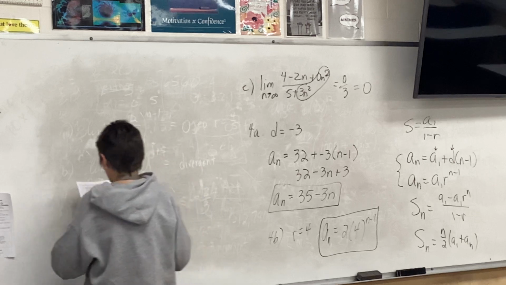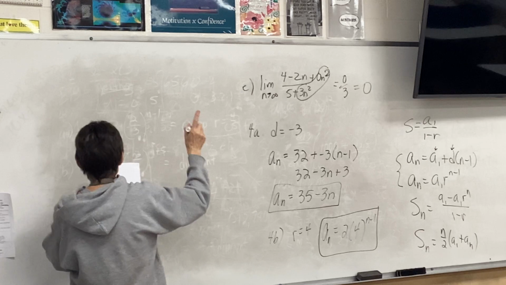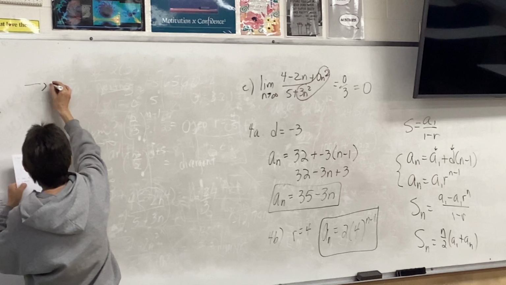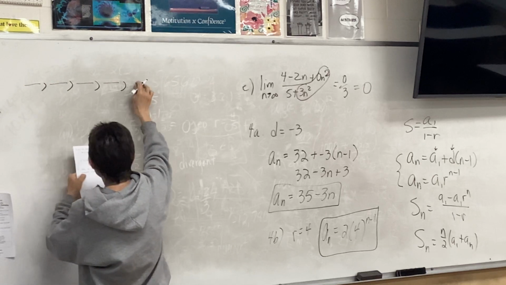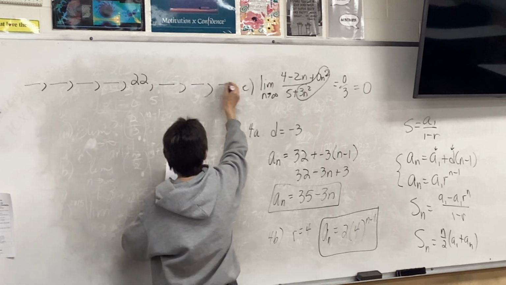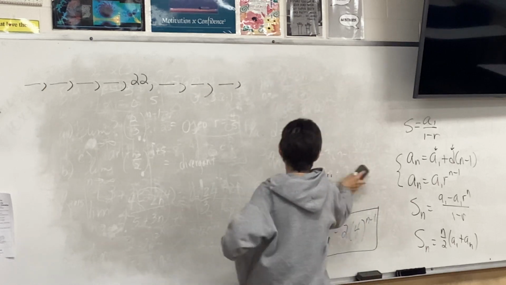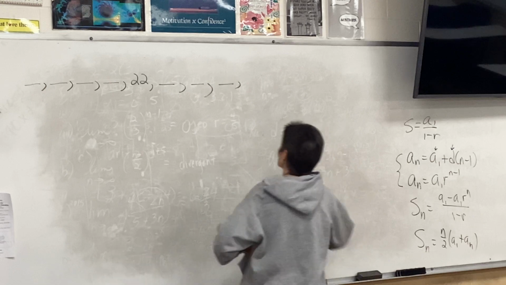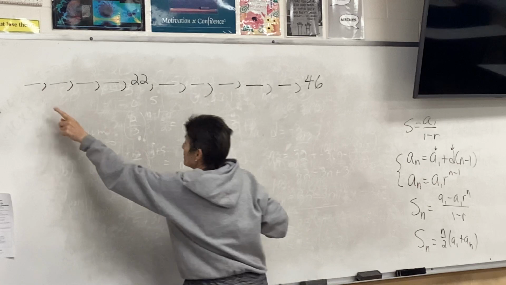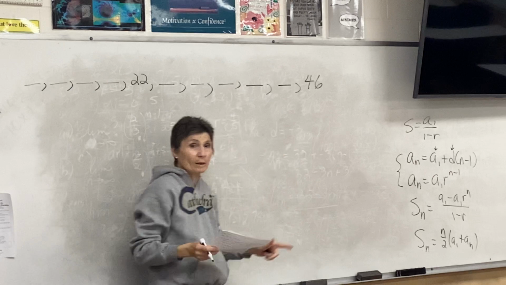All right, so number 5 says, got an arithmetic sequence in the fifth term. 1, 2, 3, 4. Fifth term is 22. 6, 7, 8, 9, 10, 11th term is 46. So make sure I counted right. 1, 2, 3, 4, 5, 6, 7, 8, 9, 10, 11. All right, so that's what I know.